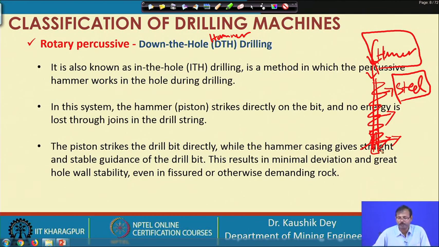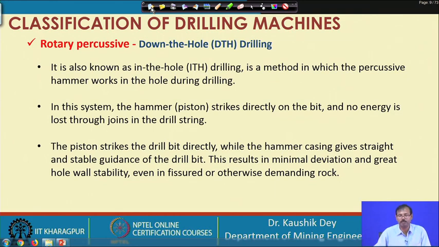The difference is that if we are using the hammer down the hole, then the hammer strength will be less, but that is easily accommodated because the hammer is utilized on the top of the bit, and the performance of the hammer is much better than the performance of the top hammer. So, considering this, down the hole hammer is becoming very popular nowadays.